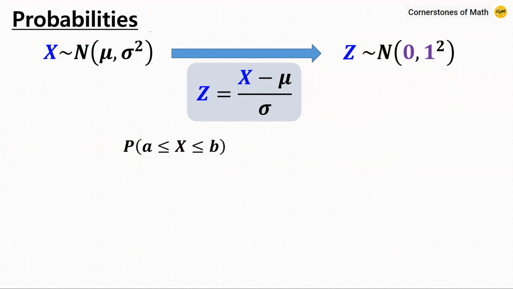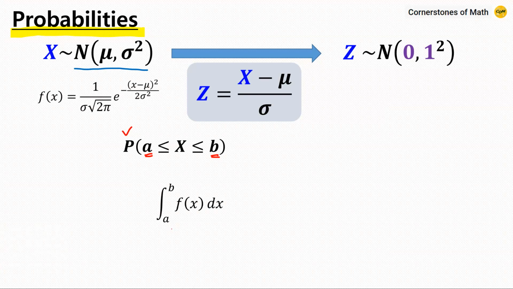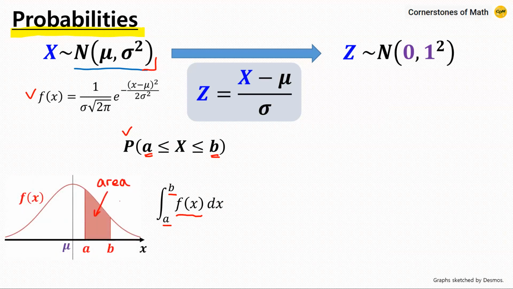And finally, let us discuss perhaps the most useful properties regarding the calculation of probabilities. Suppose that a random variable X follows this normal distribution, and we want to calculate this specific probability, the probability where X is greater than or equal to a and less than or equal to b. This probability can be calculated by integrating the function f(x) from x equals a to b, where this f(x) is the probability density function of this normal distribution. Geometrically, this is equivalent to the area under the curve of function f(x) from x equals a to b.